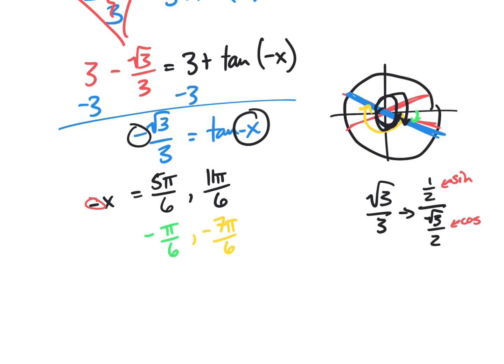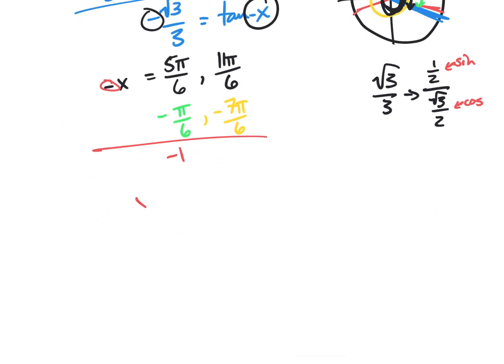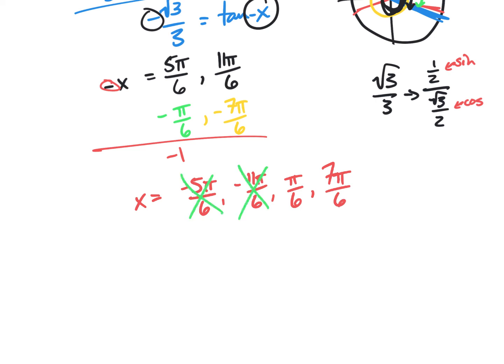So I'm going to take both sides and I'm going to divide by -1. And I'm going to get x equals negative 5 pi over 6, negative 11 pi over 6, pi over 6, and 7 pi over 6. And so I can see that these are negative, and so I can cross those off, and my answers are just going to be x equals pi over 6 and x equals 7 pi over 6. So that's it.